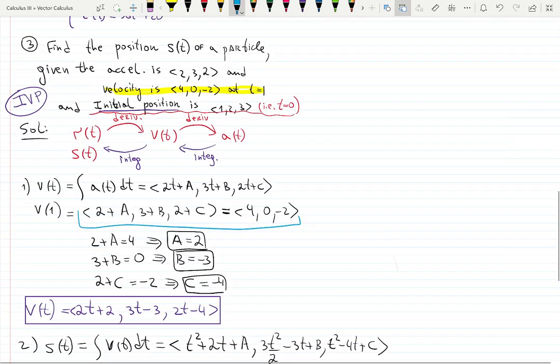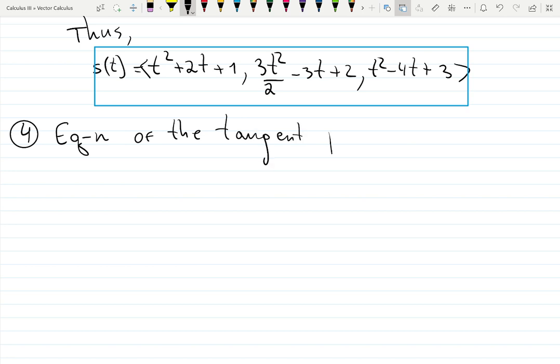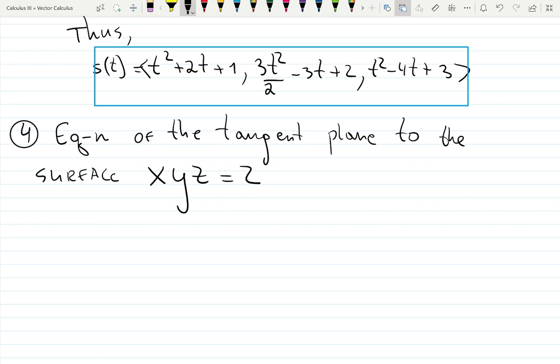So, problem number 4. Problem number 4 is, find the equation of a tangent plane to the following surface. Again, equation of a tangent, but now the plane tangent to the surface. Let's write down the surface: xyz equals z cubed at the point 1, 4, 2.